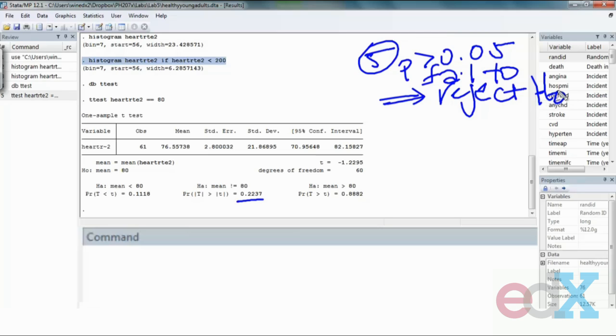In step 6, I would say that we do not have any evidence in our data to suggest that the heart rate is different from 80 in healthy young adults at follow-up. So we don't see any evidence for the alternative hypothesis in our data set.